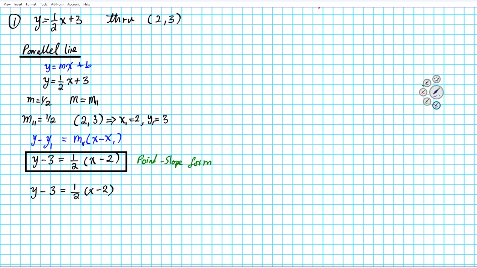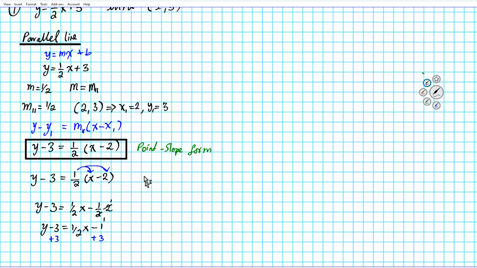To get y by itself, let's distribute this 1/2 first across these two terms to the right. Then we have y minus 3 is equal to 1/2 x minus 1/2 times 2. So we have y minus 3 is equal to 1/2 x minus 1. Half of 2 is just 1. And then lastly, you just add 3 to both sides, plus 3, plus 3. And then we have our final answer.